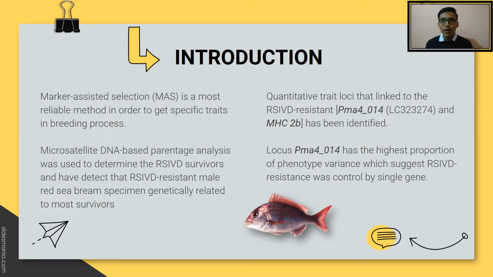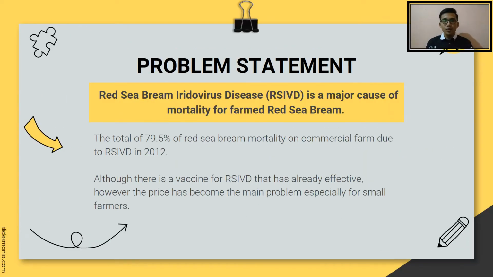Quantitative trait loci linked to the RSIVD resistance have also been identified, and the locus PMA4_014 has the highest proportion of phenotypic variance, which suggests RSIVD resistance was controlled by a single gene, that is PMA4_104. The problem statement for this topic is that Red Sea Bream iridovirus disease, RSIVD, is a major cause of mortality for farmed Red Sea Bream.